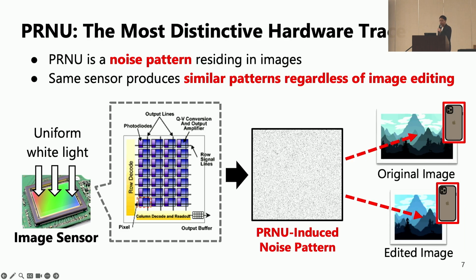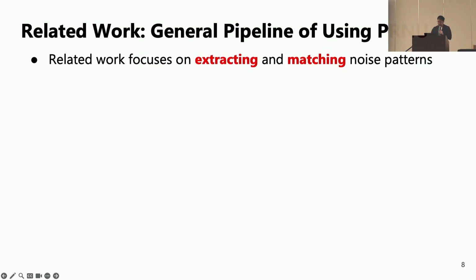What's more important is that this noise pattern is embedded in every image, and the same sensor should produce similar patterns regardless of whether the image has been processed or not. That said, using PRNU to identify cameras is not really a new idea. There has been quite a bit of research in this area.